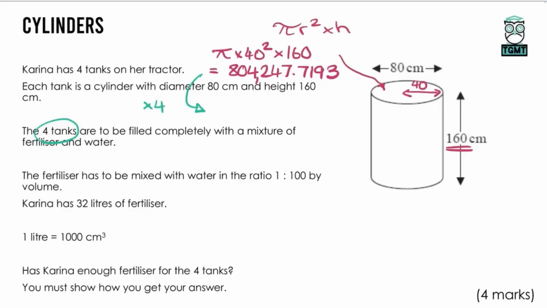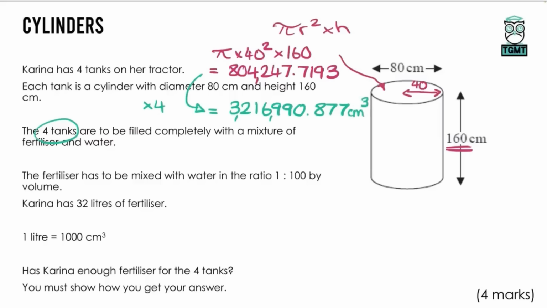So if we press times 4 on the calculator, we're starting to get to some very large numbers now. That's absolutely fine though, just make sure we write them all down. So we have 3,216,990.877. So that's 3.2 million centimetre cubed. Right, so we're getting some very large numbers.